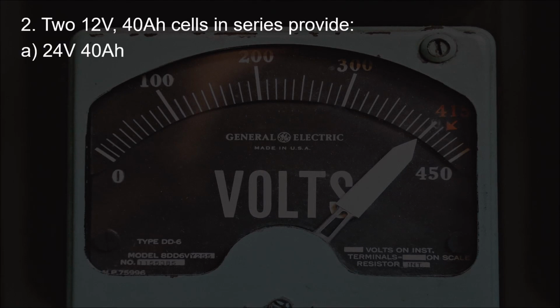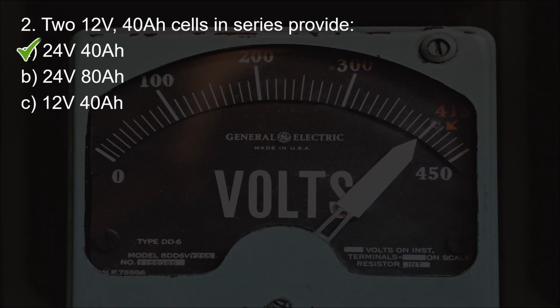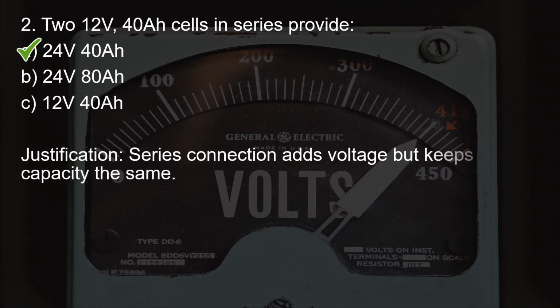Question 2. 12V, 40Ah cells in series provide A, 24V 40Ah, B, 24V 80Ah, C, 12V 40Ah. Justification: series connection adds voltage but keeps capacity the same.